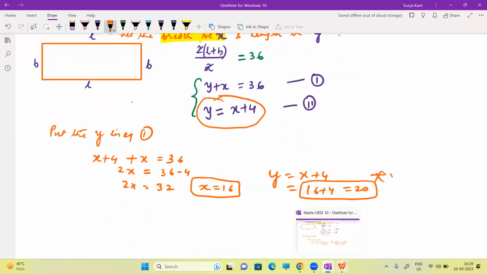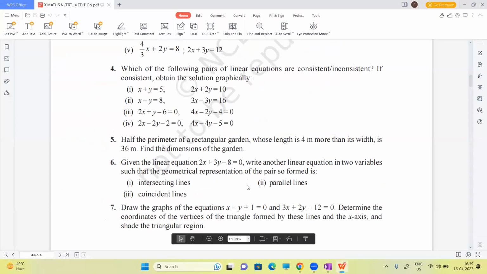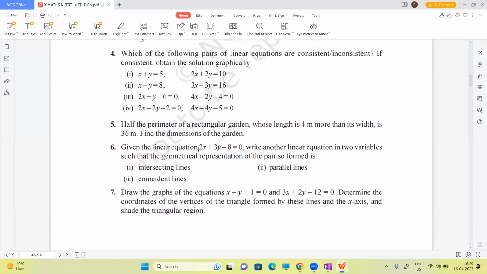Yes, sir. So I believe this exercise is finished. All of us have done this, right? So question number 6 is similar. Can you see question number 6? Given the linear equation 2x plus 3y minus 8 is equal to 0, write another linear equation in two variables such that the geometrical representation of the pair so formed is intersecting lines, then parallel lines, coincident lines, and so on.